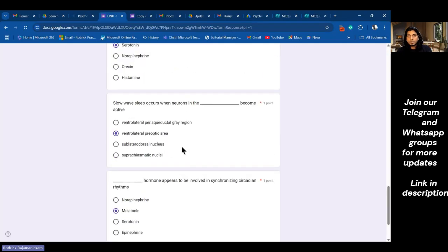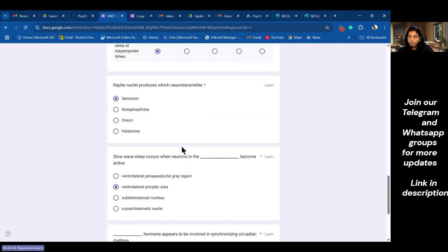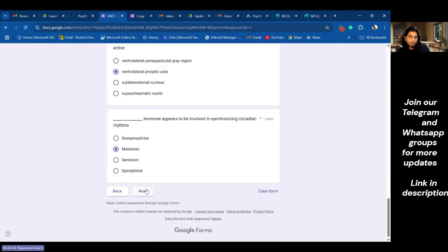Okay. So this is about sleep related MCQs. We are keeping it brief so that we can cover everything in biopsychology. Is there any particular question in here that you have any doubts about? Can we move on to another topic?